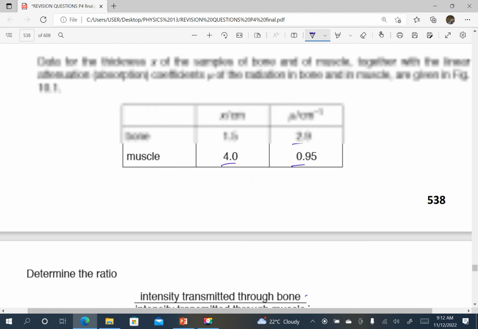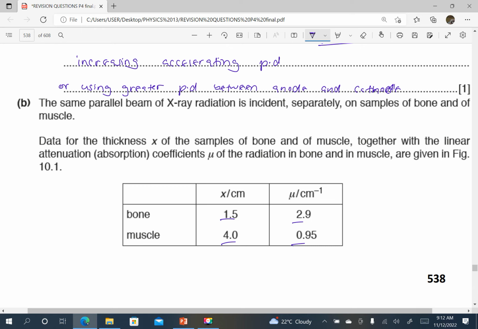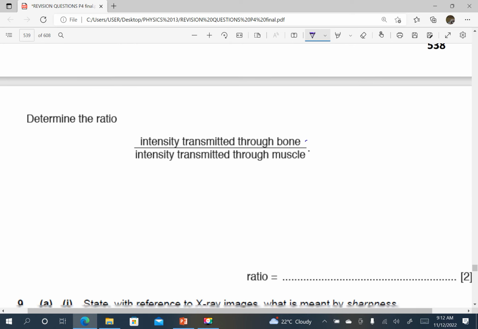They told us that the beam is passed separately, so the incident intensity is the same. Intensity is I naught e power negative mu x. So in the ratio, I naught is the same and cancels out. What is changing is mu and x. So the ratio will be e power negative mu for bone, which is 2.9 per centimeter, times x, which is 1.5. I don't change these units.